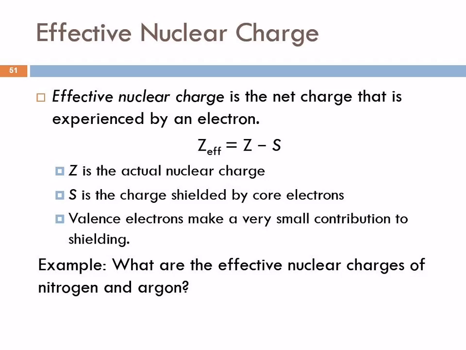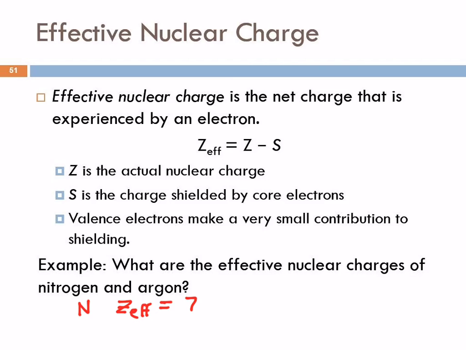Well, let's do nitrogen first. We'll look at Z effective. What's the charge on the nitrogen nucleus? What's the atomic number? 7, right? Yeah, 7. How many core electrons? Well, that's kind of a tricky question. It's easier to ask yourself, how many valence electrons does nitrogen have? Well, what group is it in? 5. It has 5 valence electrons.